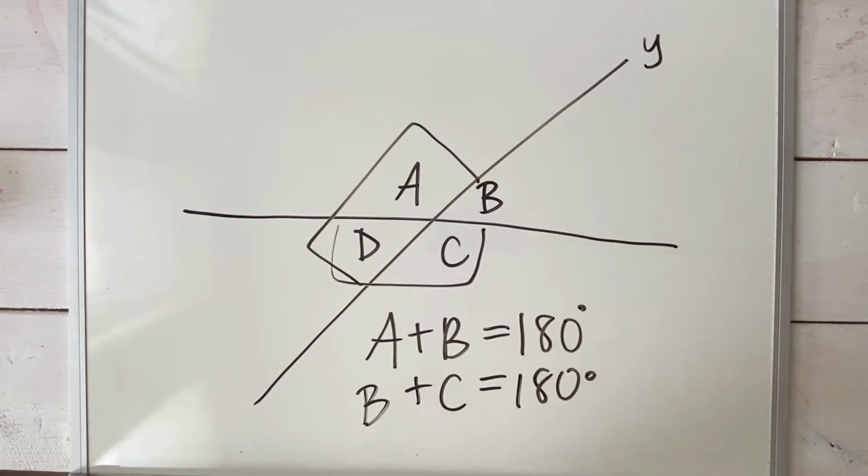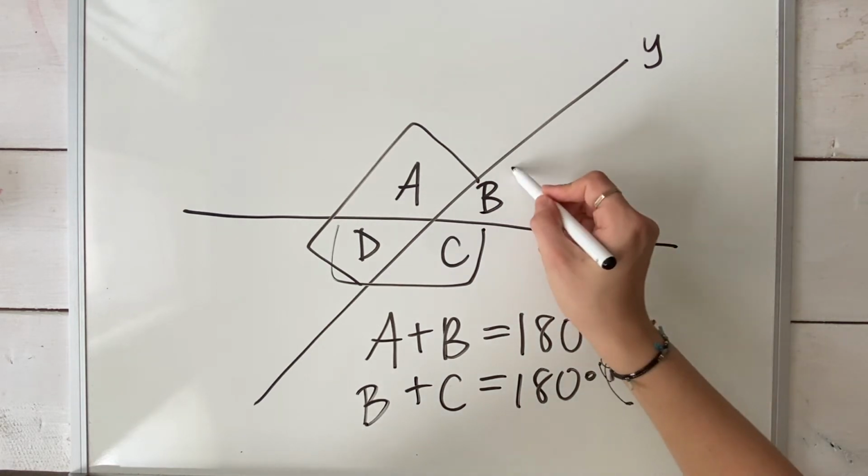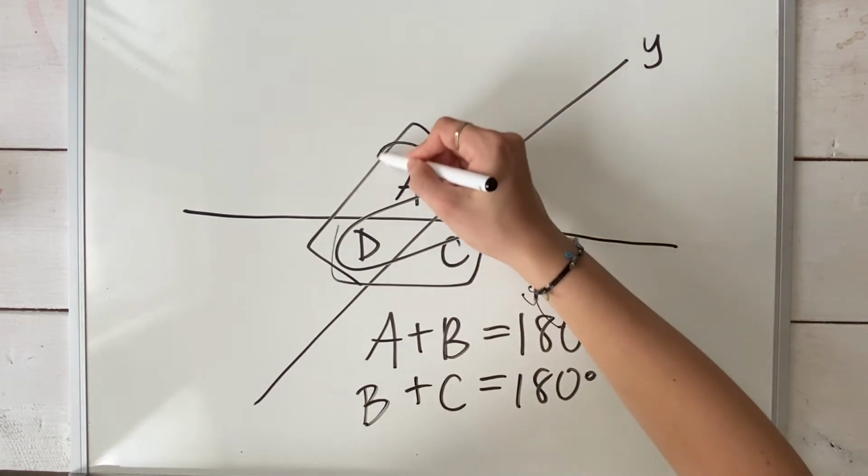This drawing also illustrates vertical angles. When two angles are opposite one another, they will have the same angle measure. In this drawing, B equals D and A equals C.